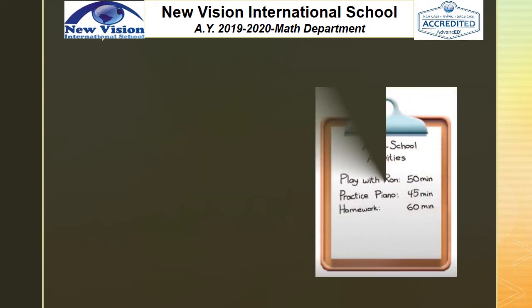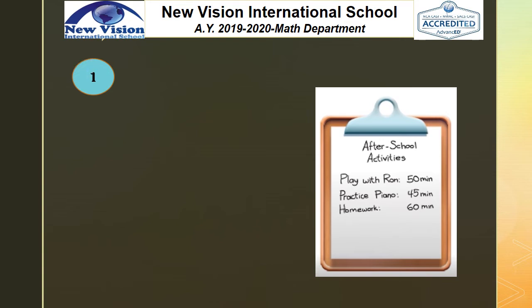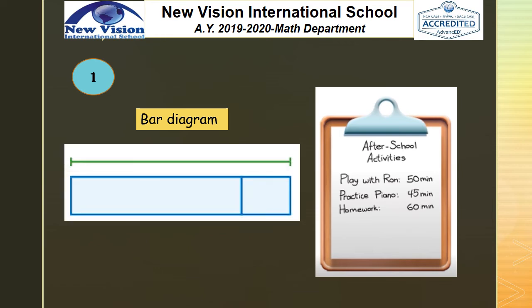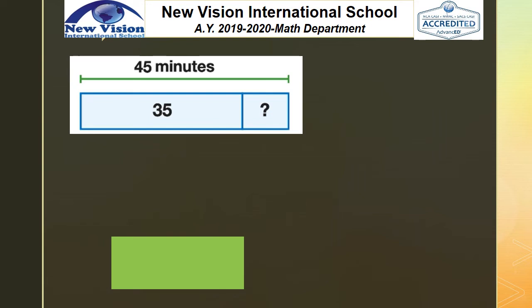Now, one way to find out is to use a bar diagram to represent the problem and show time intervals. So what do the whole bar diagram and the two parts of the diagram represent? The whole bar diagram represents the total amount of practice time. The two parts represent the 35 minutes Joaquin has already practiced and the time he still needs to practice.